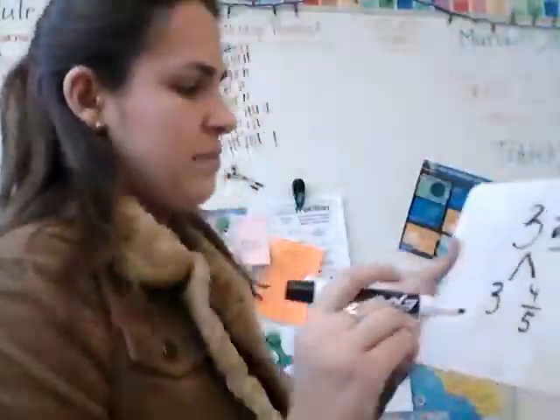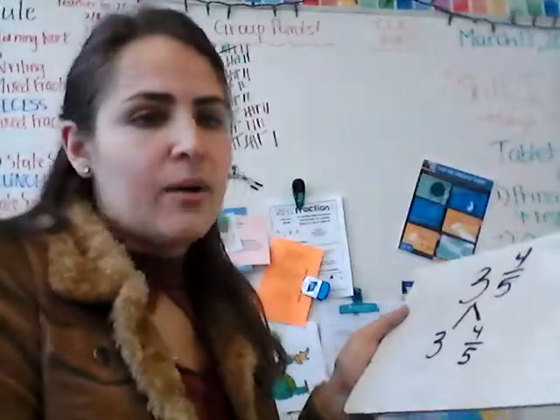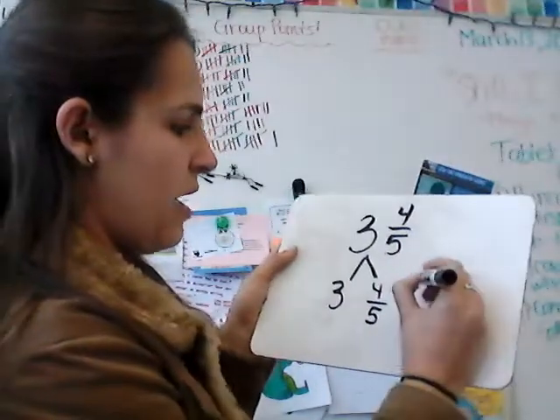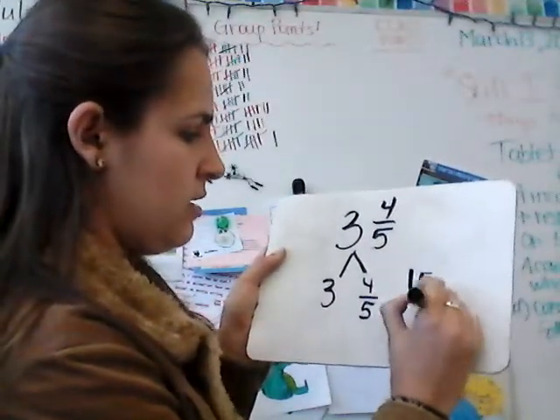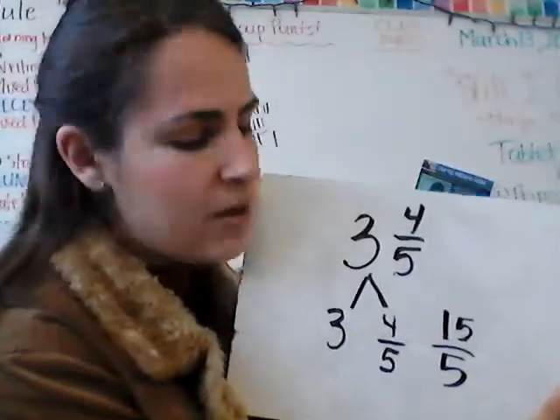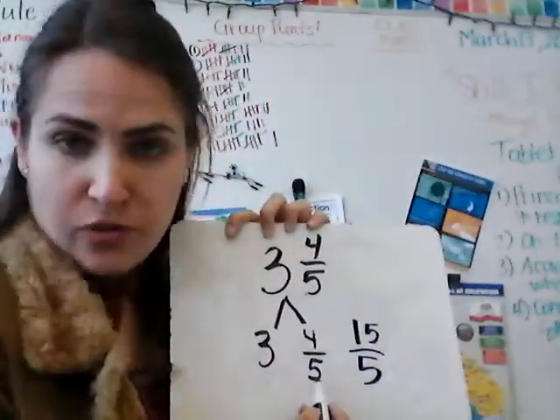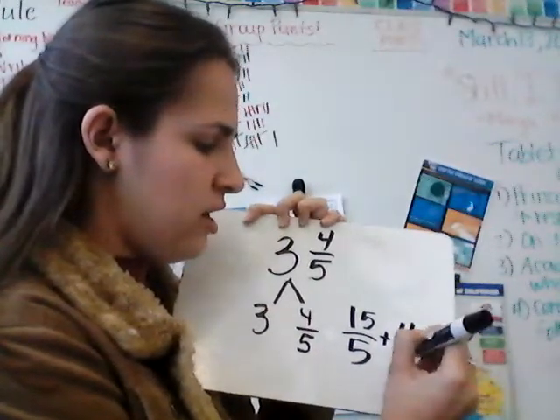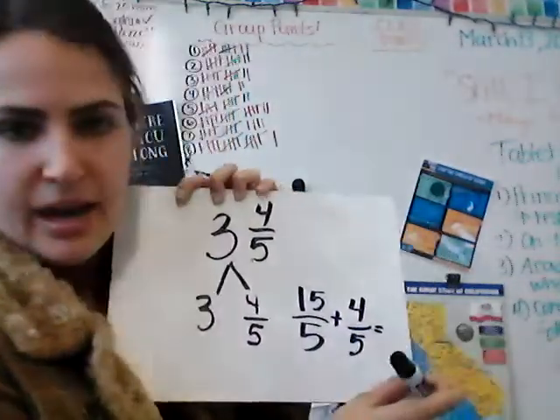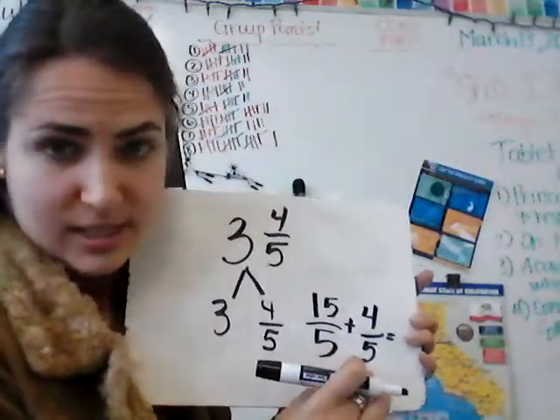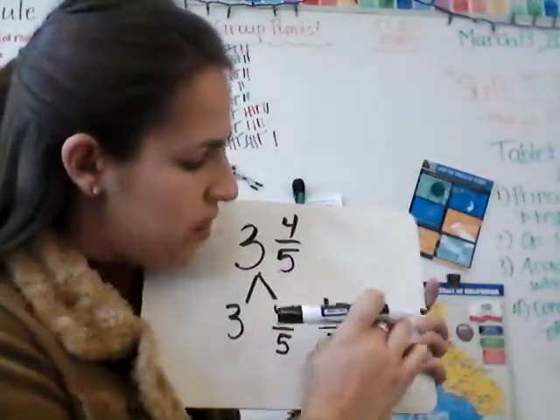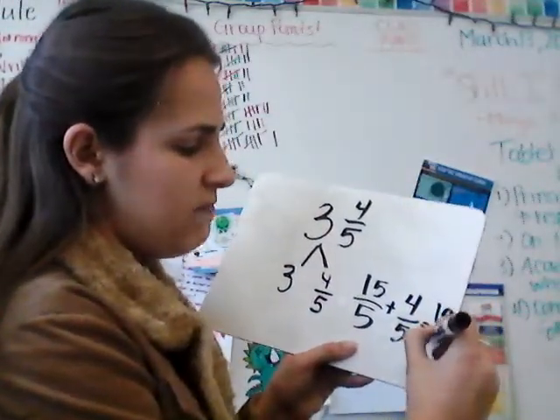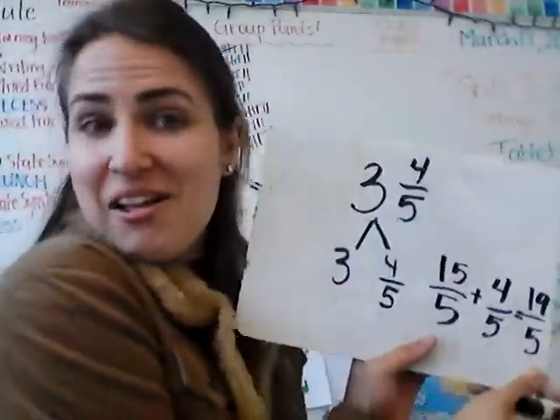So on your whiteboard or your piece of paper, we can jot down that 3 wholes is the same as 15 fifths. And we also have this 4 fifths from the original mixed fraction. We're going to add those two together. And we know that we need to keep our units the same. So 15 fifths plus 4 fifths will give us 19 fifths. Hooray. All using mental math.